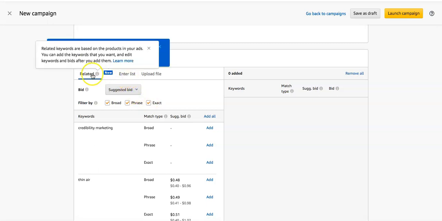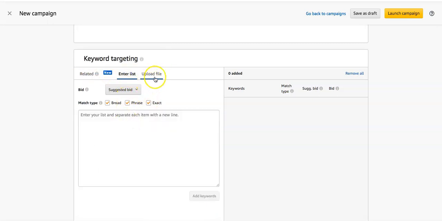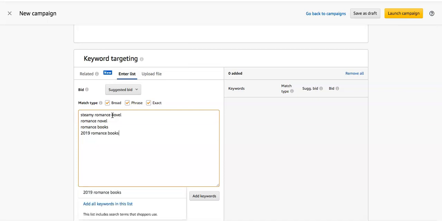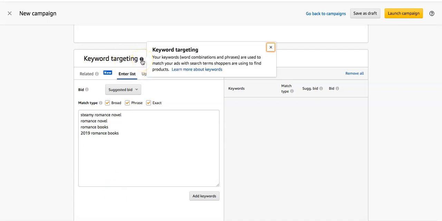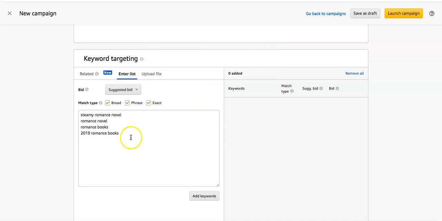And then, so what we're going to be doing here is clicking on enter list. Now you can also upload a file, but typically I think most people enter a list. This is where you're going to put in all your keywords. So we could say like steamy romance novel, romance novel, romance books, 2019 romance books. Now, there's certain words you can't put in here. You can't put free, like bestseller, or I think free. There's certain keywords that they will push back on, and you can probably click here to find out what those are. Sometimes they'll even keep you from adding them here.